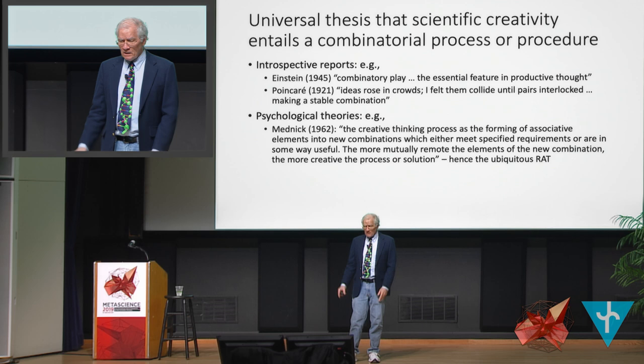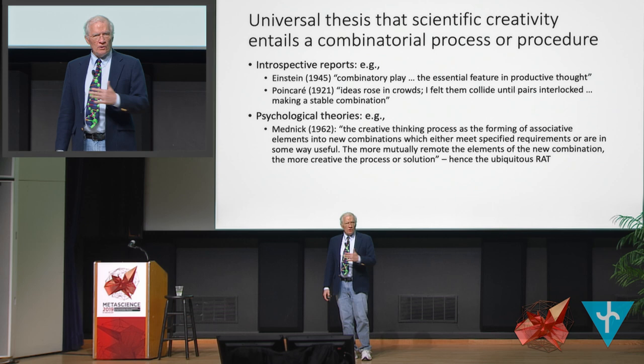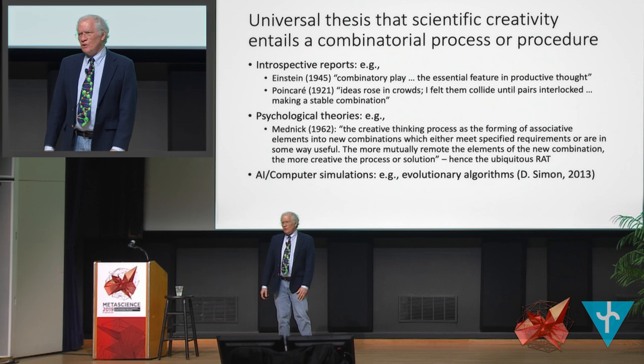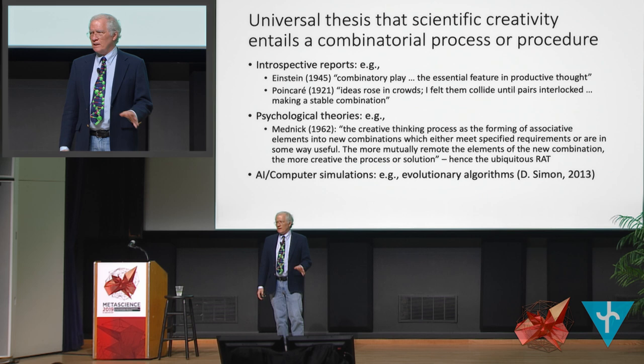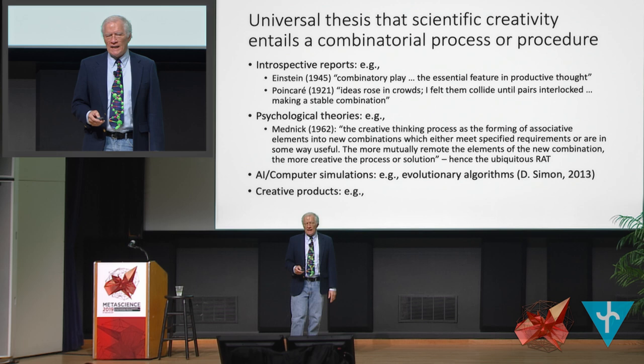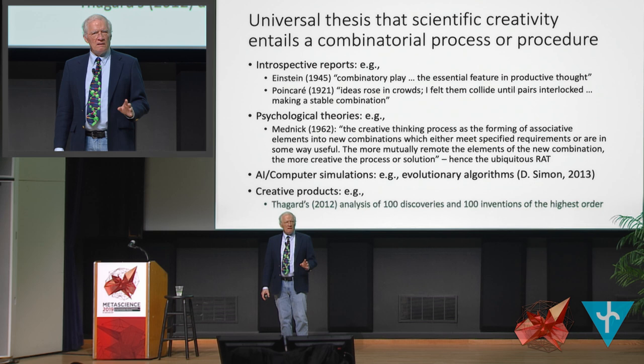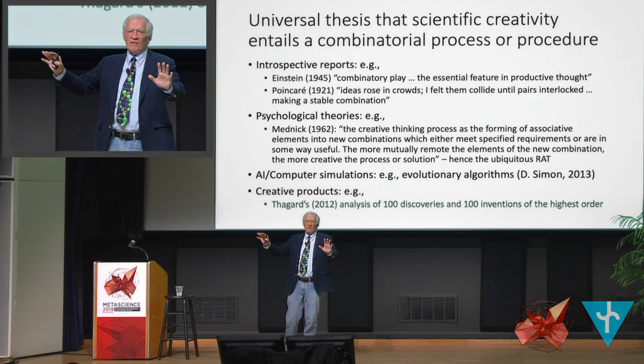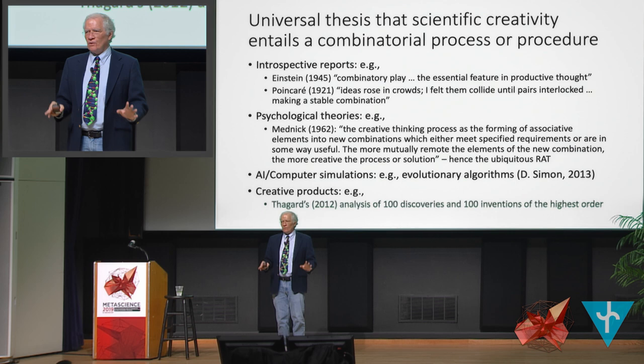or solution. And this led to the ubiquitous rat, which I'm sure a lot of you are familiar with, and I might as well just have an editorial comment, is the worst operational definition of a theoretical construct ever devised in the history of psychology, okay? But we don't have time to get into that. And then we have artificial intelligence and computer simulation work that is explicitly combinatorial, and particularly the stuff in evolutionary algorithms. And finally, if you look at the creative products themselves, they reveal that they're combinatorial. A good example of that is Paul Thagard, who has analyzed 100 great discoveries and 100 great inventions. These are the top inventions and discoveries in history, and he shows that each and every one can be analyzed into combinatorial components of one kind or another.